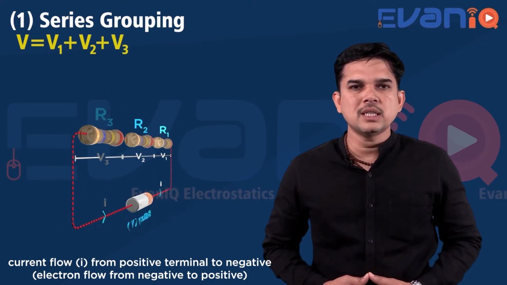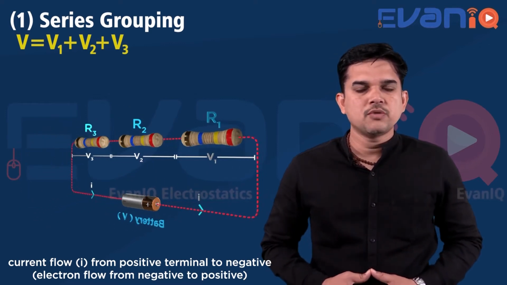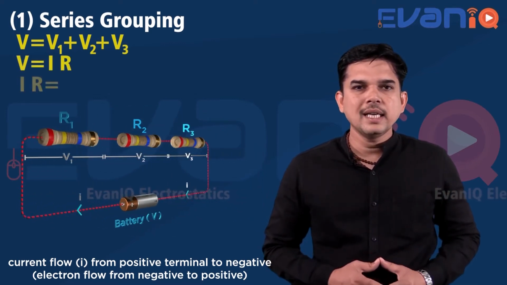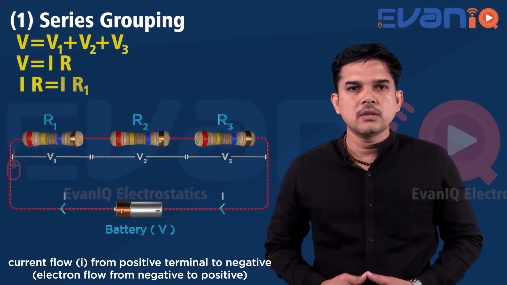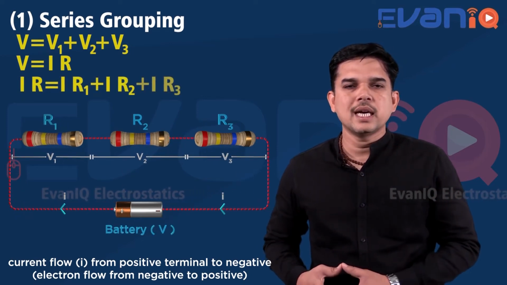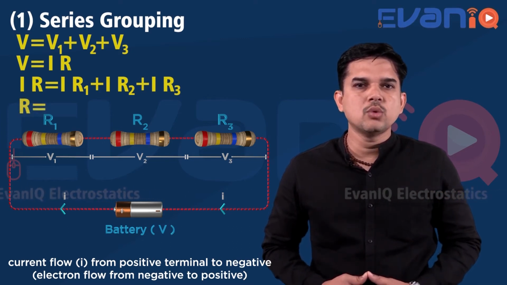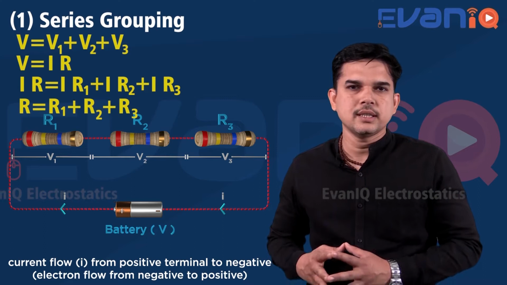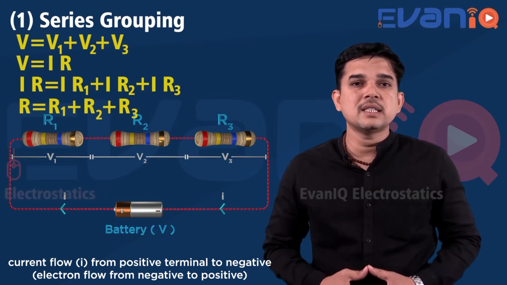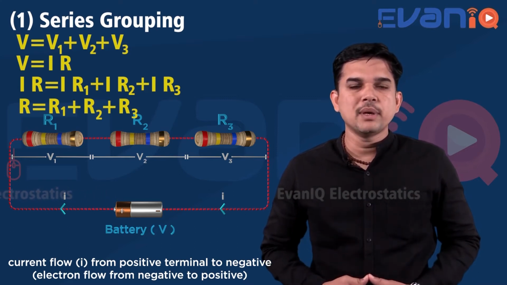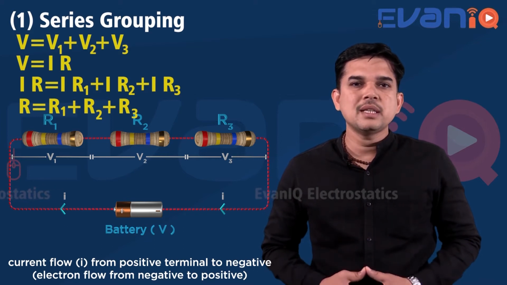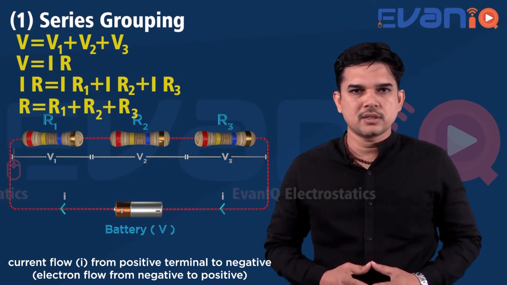And the value of potential according to Ohm's law is V equal to IR. So IR equals IR1 plus IR2 plus IR3, where I is common, and finally we get R equal to R1 plus R2 plus R3. It means the equivalent resistance in the series combination will be the algebraic sum of all the resistors.